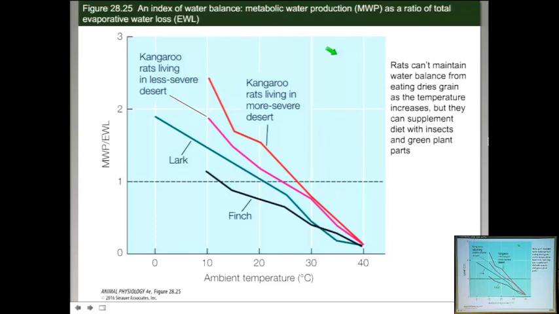Okay, so here's even a bird here. It's fine up to 21 degrees. Less severe desert rat, the more severe desert, this is the one we were looking at before. They can maintain, but if the temperature goes above 30, then the metabolic water production falls below the evaporative water loss. And so the rats can't maintain water balance by just eating the dried grain, but have to supplement the diet with insects and green plant parts.